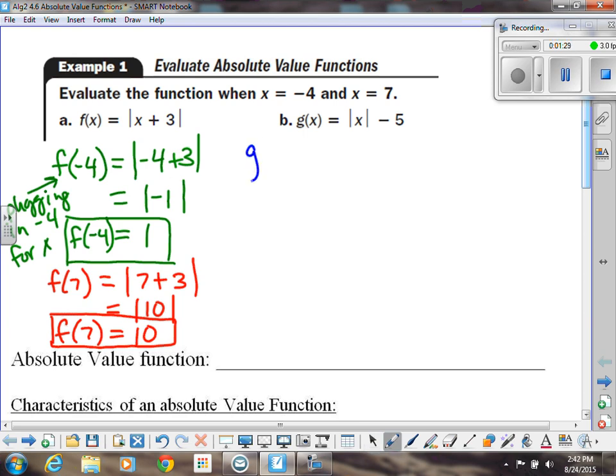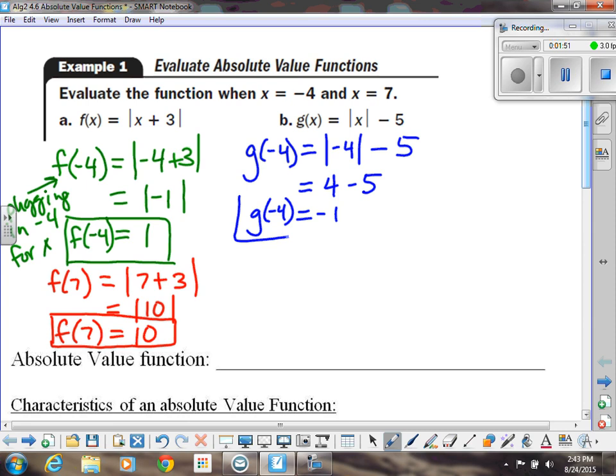So if I'm going to do g of -4, that means I'm going to do absolute value of -4. Then I'm going to subtract 5. So now my order of operations tells me take the absolute value first. So the absolute value of -4 is +4. And then I'm going to subtract 5. So 4 minus 5 is going to give me -1. So g of -4 is equal to -1.